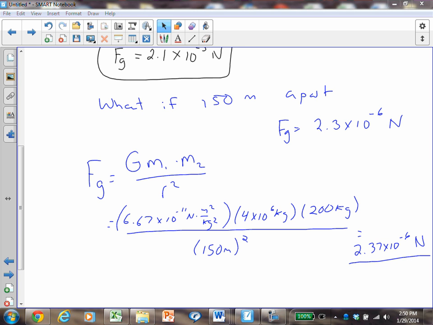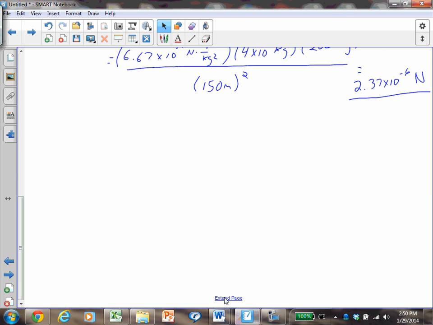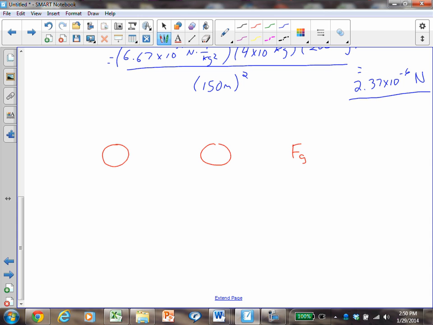Okay. Moving on. Let's just do this. If you're here, and you have an FG, now if you take that and double the distance you are apart, what happens to your FG? So if this is D, and now this is 2D, does it get bigger or smaller? Smaller. How much smaller? 4 times smaller, because it's an inverse squared law.